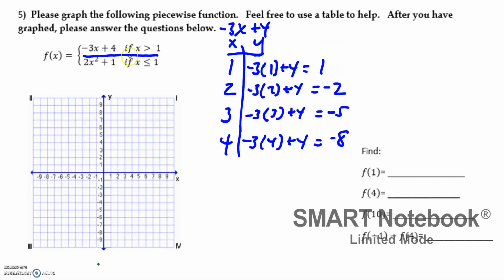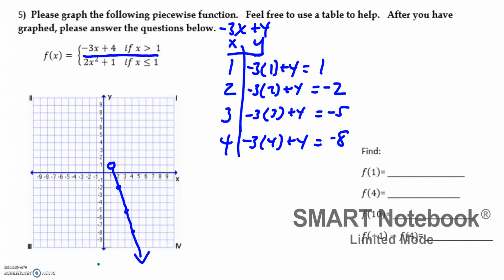And so if I were going to graph this line, I would start at 1, go up to 1. Because it's just greater than, not greater than or equal to, I would put an open dot there. Every other point, though, is going to be a filled-in dot because the graph exists everywhere except at 1. So if I graph the rest of my points, 2, negative 2, 3, negative 5, and then 4, negative 8, it looks like I make a nice straight line that starts at 1 and then goes bigger than 1. So as the x values increase, my graph exists.